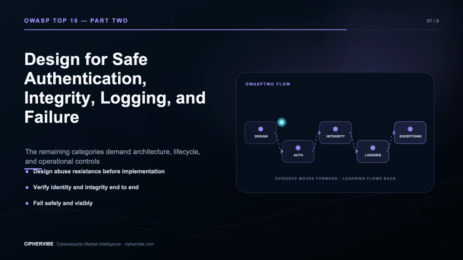Software or data integrity failures happen when code, updates, serialized data, or pipeline inputs are trusted without verification. Validate signatures and provenance, restrict deserialization, protect update channels, and treat build configuration as code.